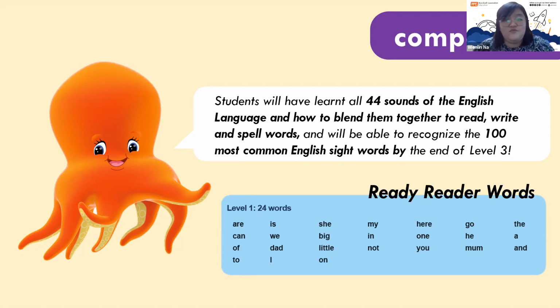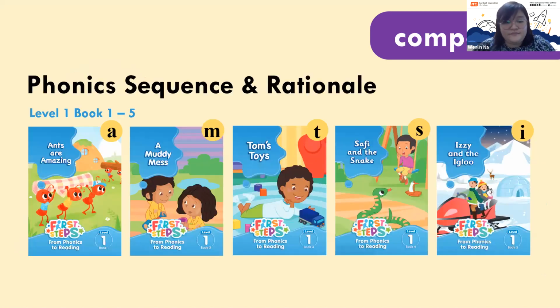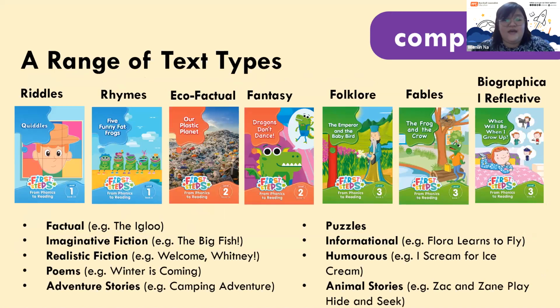And the ability to recognize those words by sight also allows them to become more confident and more fluent when they are reading. Okay. And all 75 readers have a range of text types, including riddles, rhymes, fantasy, folklore, and fable. The intention for introducing such a wide range of text types is because we want to give children a rich language exposure. We want them to be exposed to as many text types as possible from young.